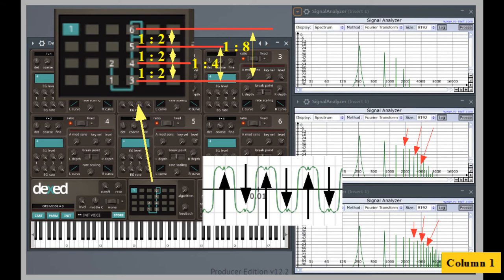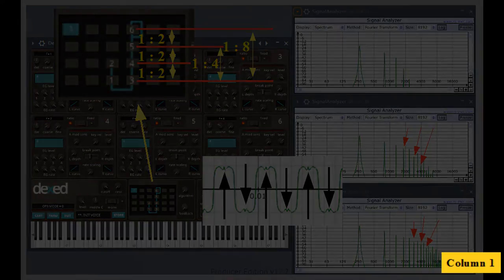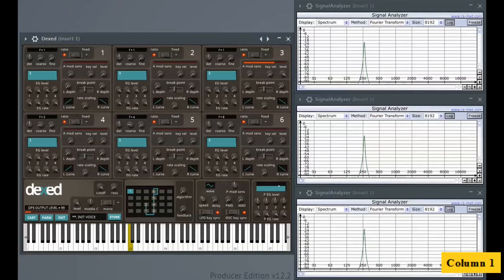I've tried a carrier to modulator ratio of 1 to 2 with all carrier modulator pairs. Operators 3 and 4, operators 4 and 5, operators 5 and 6. I'm going to try the final carrier to all modulator ratios of 1 to 2, now with operator 3 at frequency 1 and all the other operators 4, 5 and 6 at frequency 2.